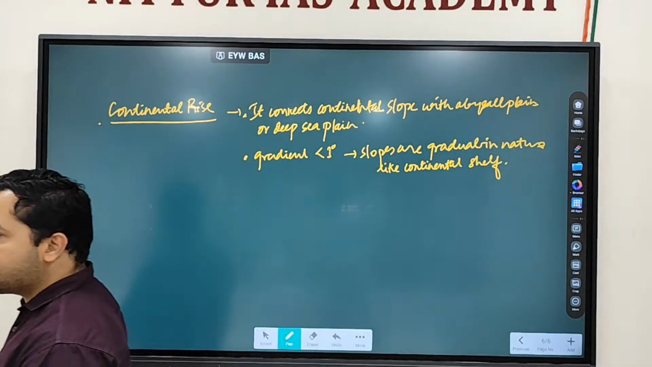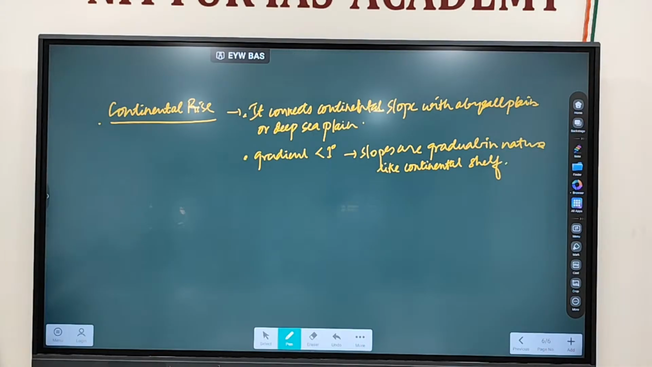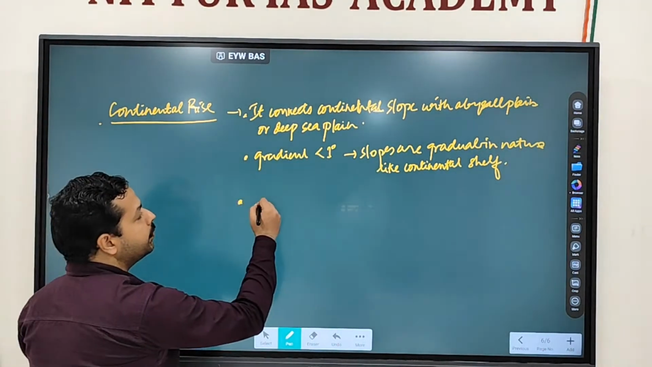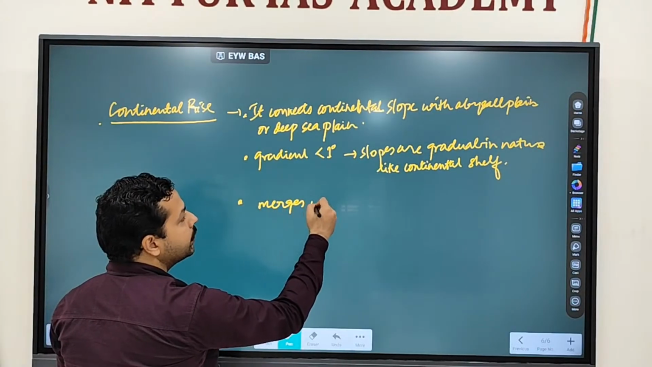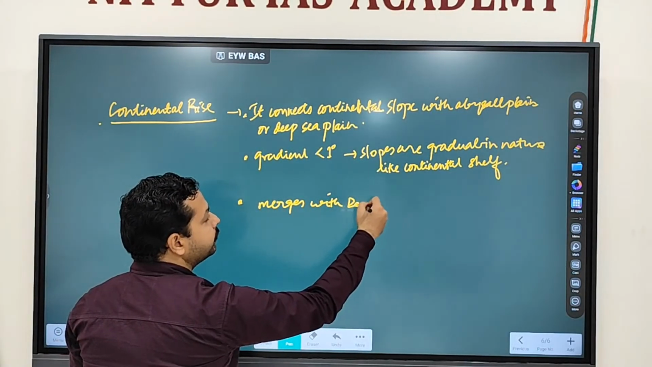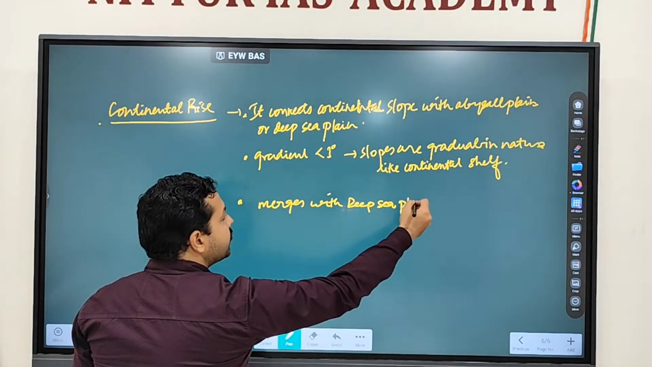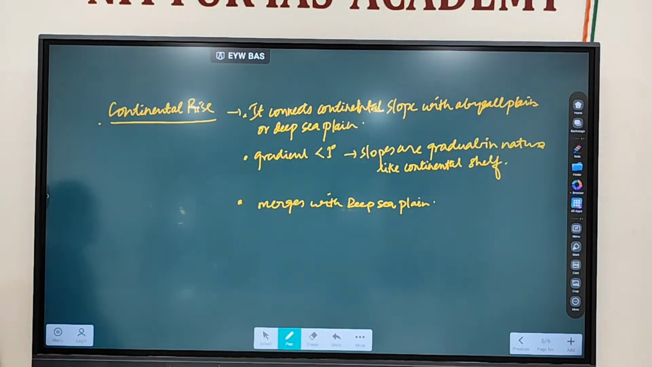So what does the rise do? The rise connects the slope with the abyssal plain or deep sea plain, and the gradient is less than 1 degree. Slopes are gradual in nature, like what you find at the continental shelf. Then this continental rise merges with whom? It merges with the deep sea plain. This is an important thing that you have to keep in mind.